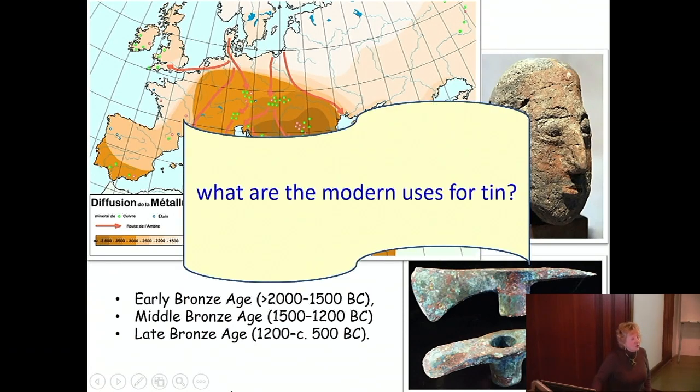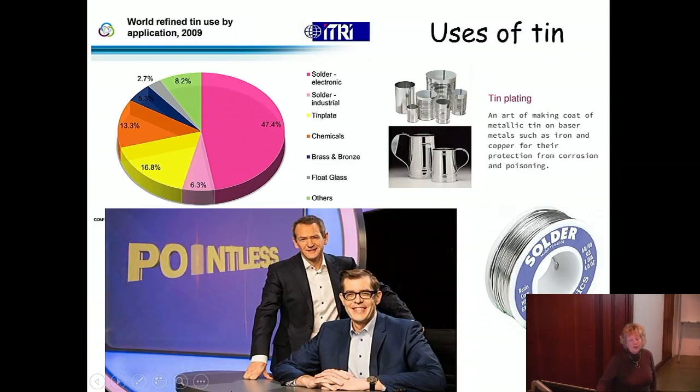So, question for you, what is the modern use of tin? If I'd asked you a few years ago what tin was used for, you might have come up with the answers of it was used for solder, here's some soldering wire, or you might have suggested it was used for tin plate for coating cans to prevent them going rusty.